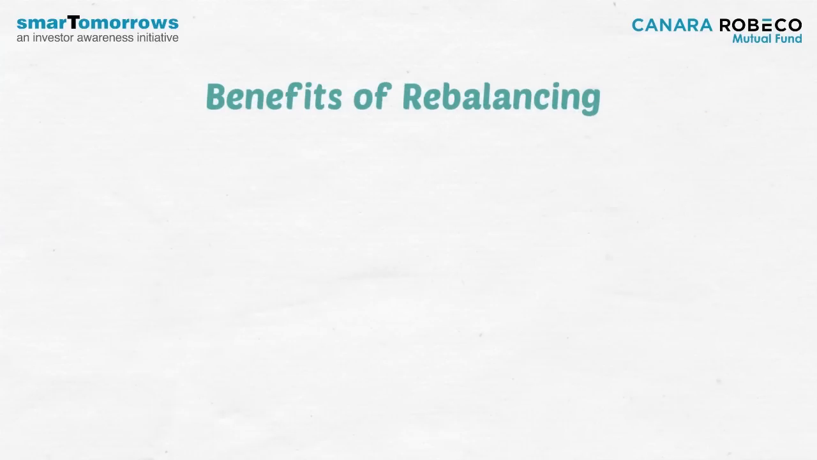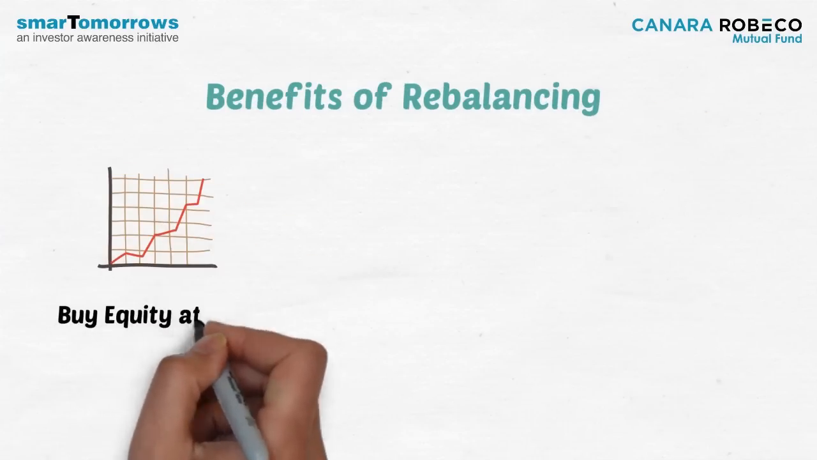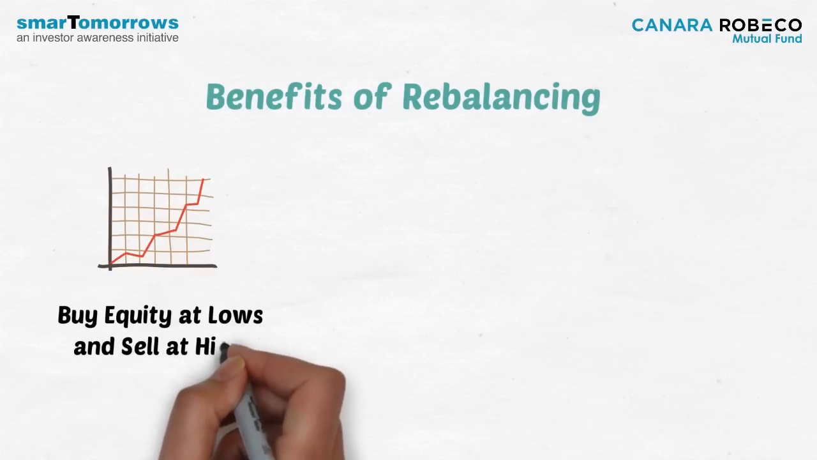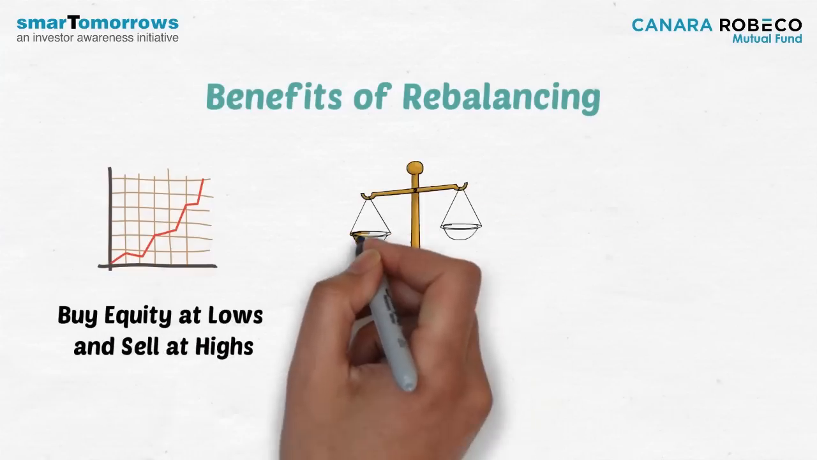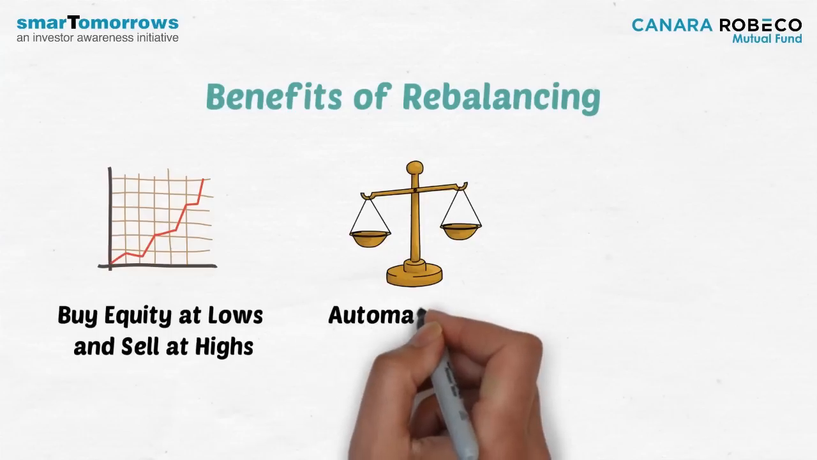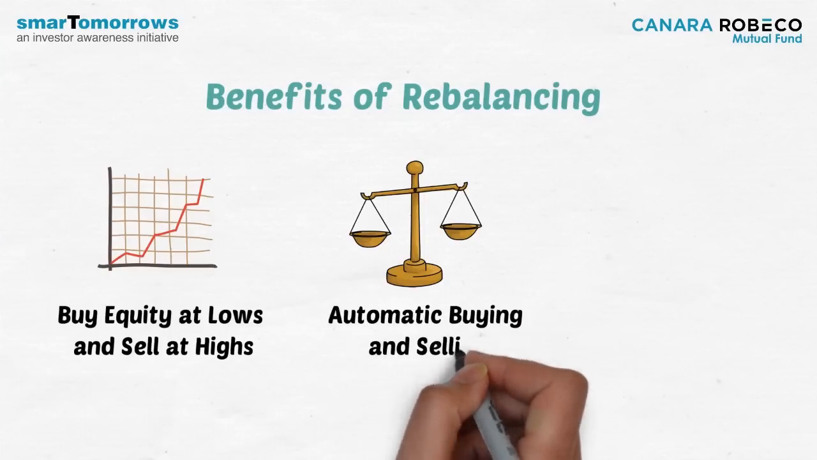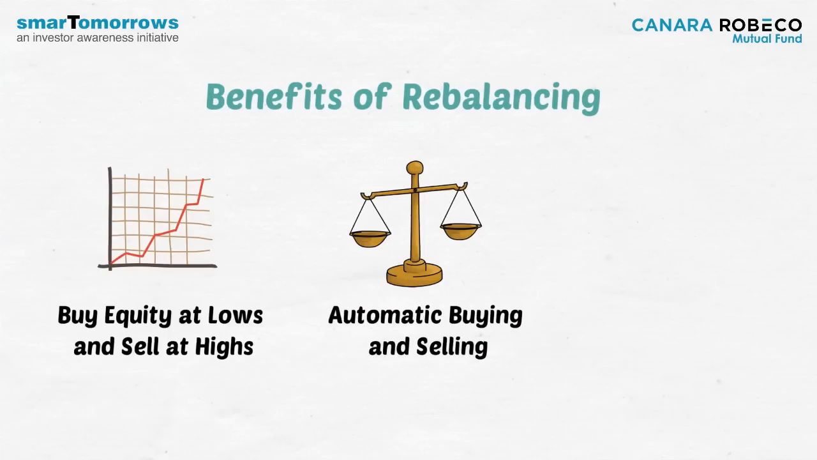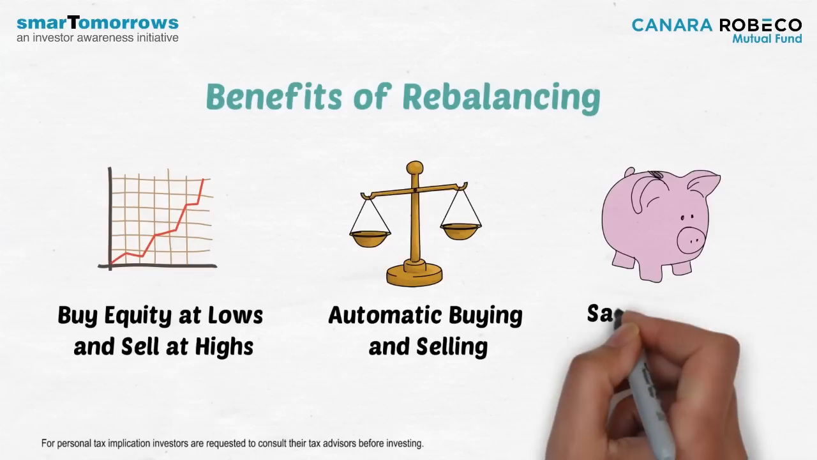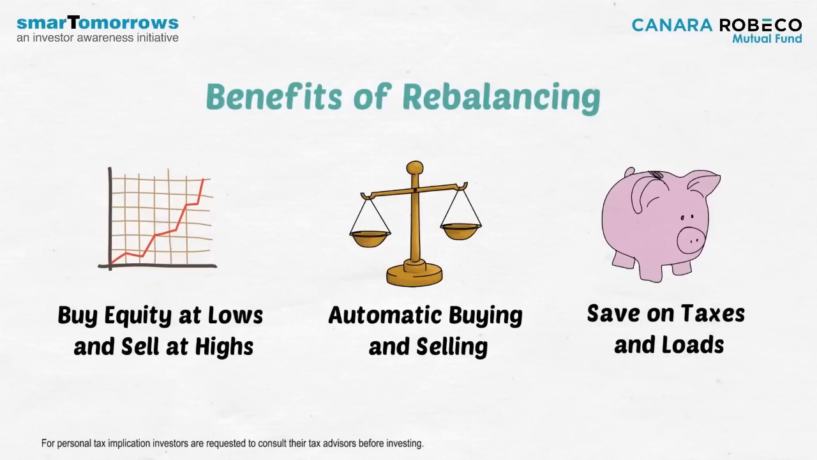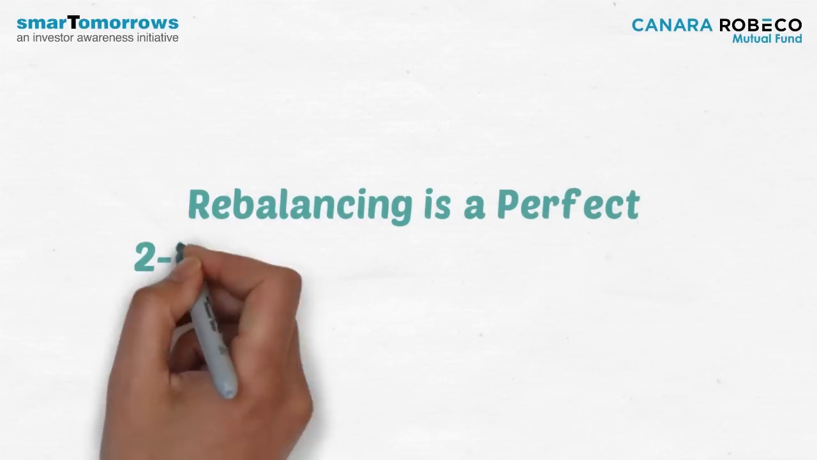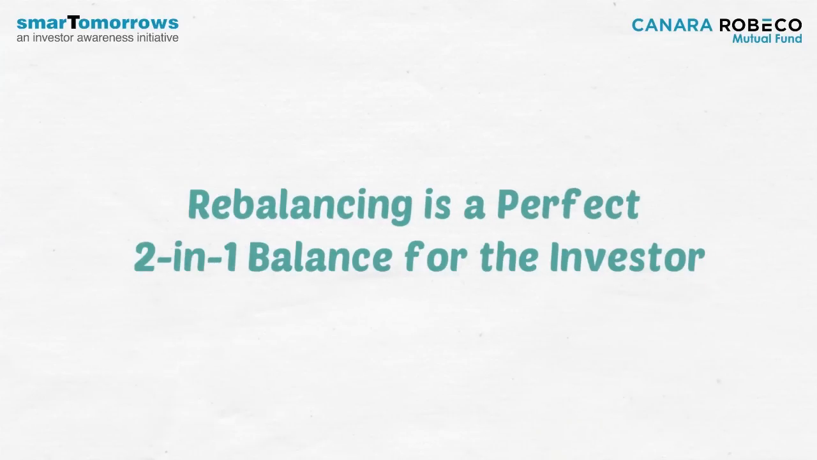The rebalancing feature of balanced funds helps to buy more equity at lower levels and sell when the market is high. It also automates the process of buying-selling or selling-buying for the investor. Additionally, it saves on taxes and exit loads, which adds to the overall returns to the investor. Rebalancing is a perfect two-in-one balance for the investor.